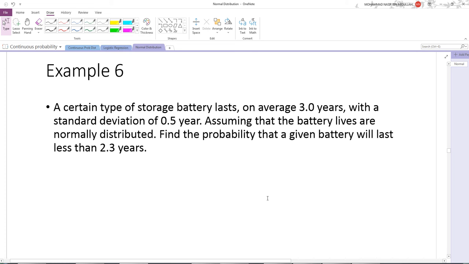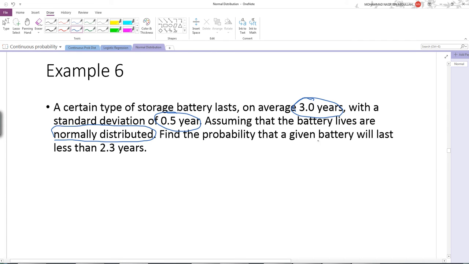So, a certain type of storage battery lasts on average 3 years with a standard deviation of 0.5 years. Okay, assuming that the battery life is normally distributed. So they already mentioned here that it is normally distributed. If not, it would look like a Poisson distribution. Remember? Okay.